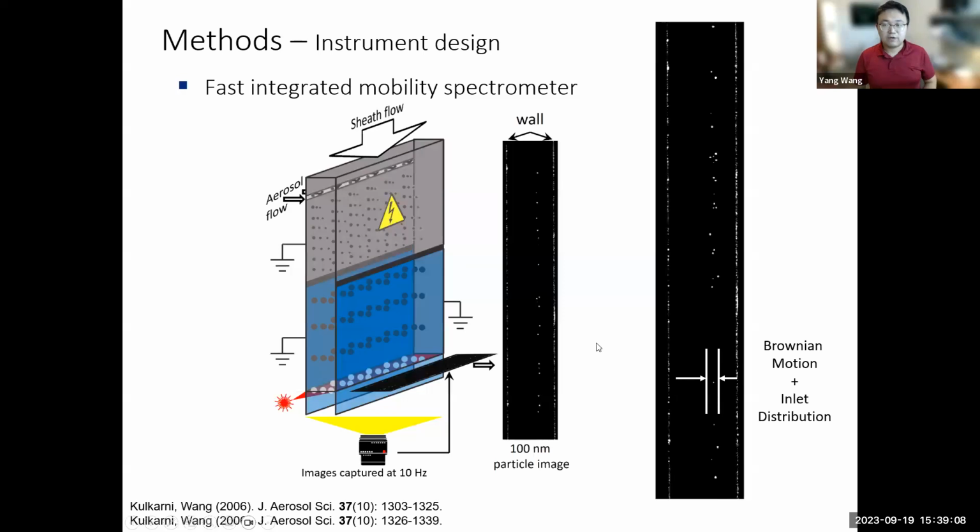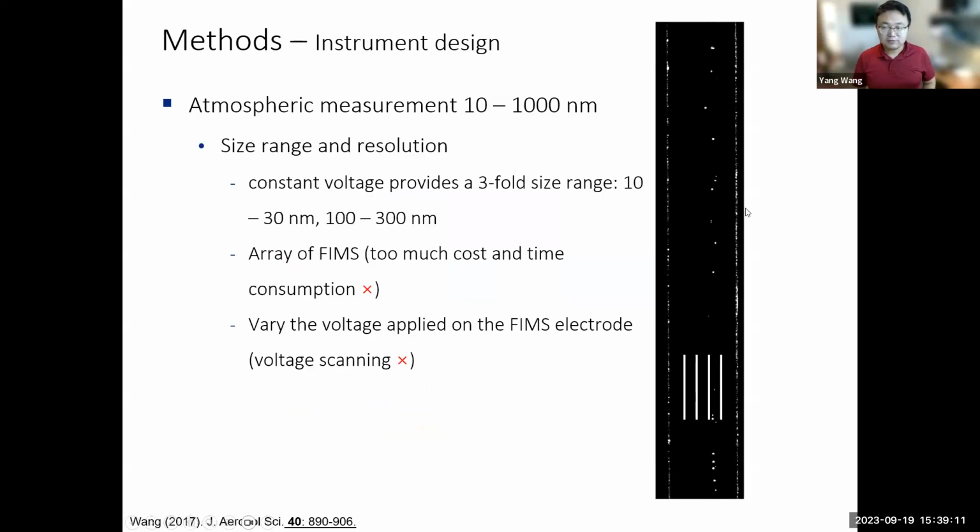So later, we find out that basically, if we use a constant voltage onto this DMA and then just count particles from this wall here to this wall here, then we can only achieve about a 3-fold size range, okay? So if you detect particles of 10 nanometer here, you can only detect particles of 30 nanometers here. But our goal is to try to monitor aerosols between 10 to 1000 nanometer.